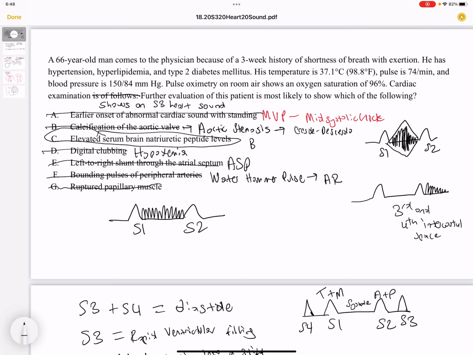And BNP levels are really good at measuring the severity of congestive heart failure. So the higher the BNP levels, the more stress the heart is under. That means, as a result, that the stage of the disease is more advanced.